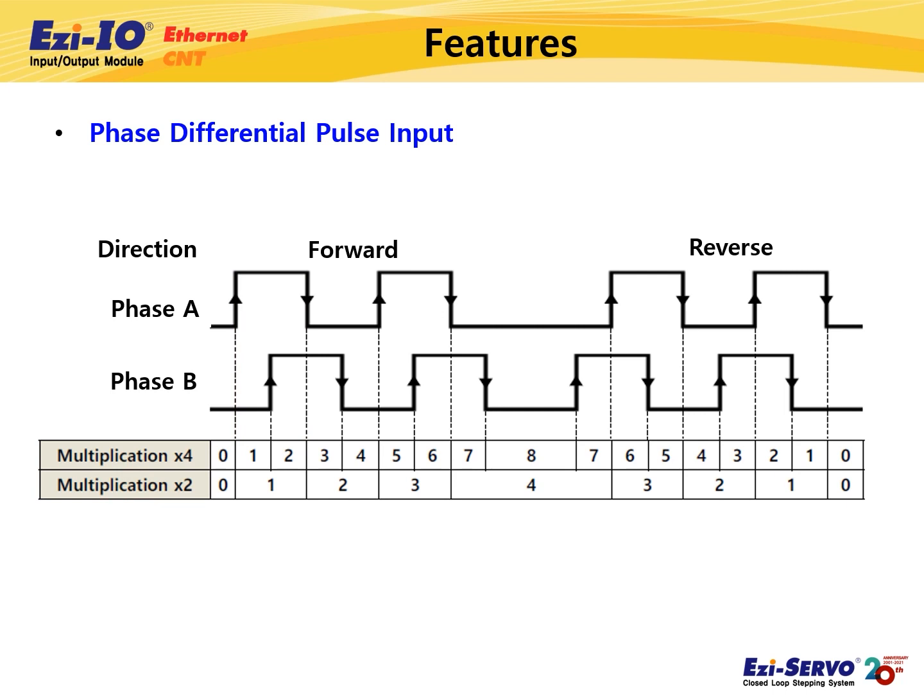In both cases, if the A phase signal precedes the B phase signal, in other words, if the rising edge of A phase precedes the rising edge of B phase by 1/4 cycle, the counter value increases. And if the B phase signal precedes the A phase signal, the counter value decreases.